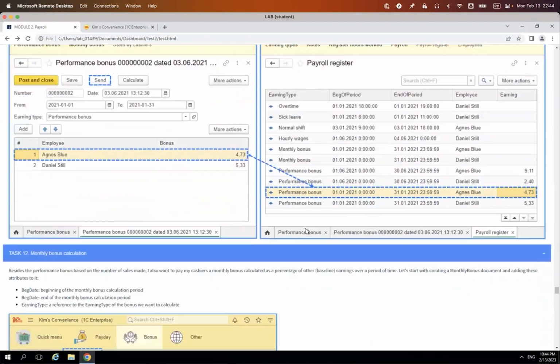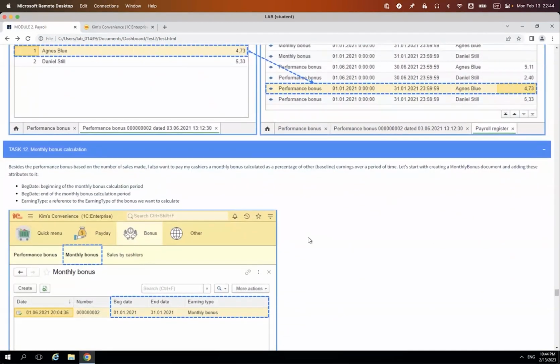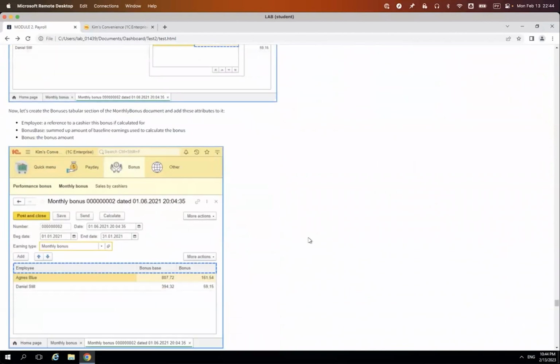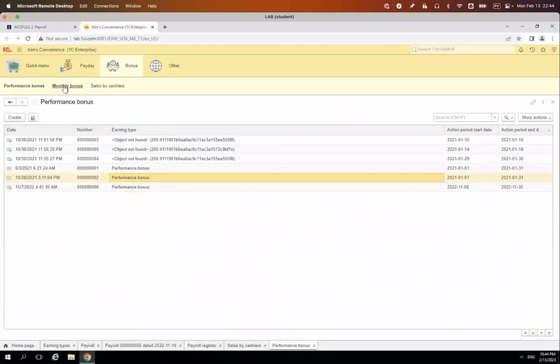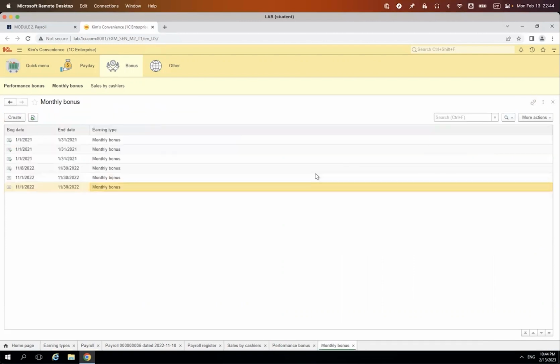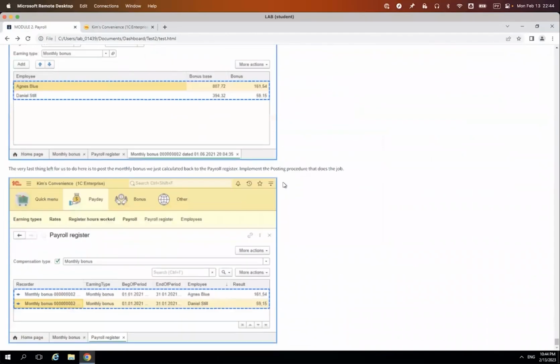And monthly bonus, we already discussed, it's just based on the total amount of other earnings that each employee earned over the period of time. We just multiply it by some percent, and this is our monthly bonus. But we have, of course, a different document for that, which again has calculate and post buttons. So you specify the period, you calculate bonuses, and then you write them down to the payroll register. And this is basically it.